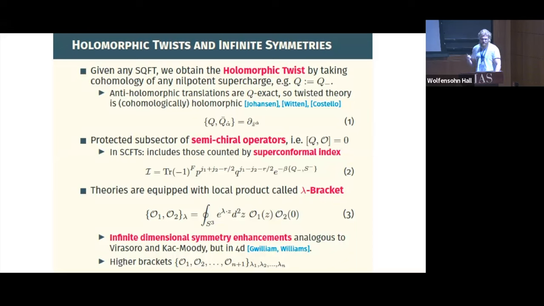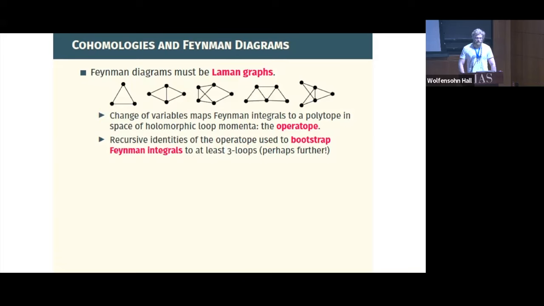I can't really go into the details of this either, but I'll quote the result: the Feynman diagrams in all of these twisted theories, holomorphic twists or topological twists, must be what are called Lamon graphs or generalizations of Lamon graphs. Here are the first few Lamon graphs. You can then do a particular change of variables to map all of the Feynman integrals computed from these Lamon graphs into a space of holomorphic loop momenta. We call that object the operatope, or maybe because I'm here, I should call it the holohedron. You can then use various recursive identities of this operatope to bootstrap all the Feynman integrals. In our paper, we do this all the way up to three loops.